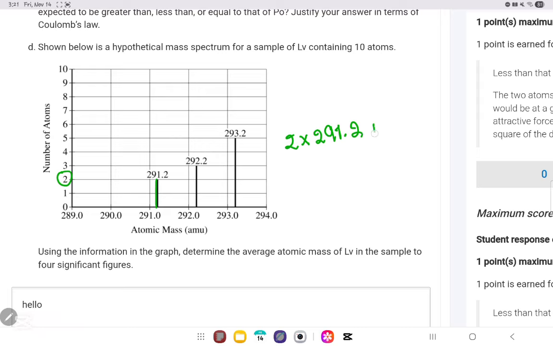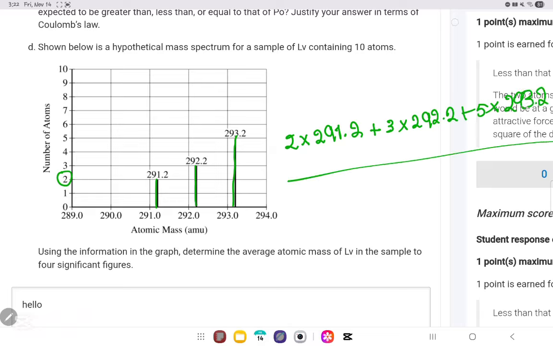I will add it to what? I will add it to the number of atoms, which is how much? Which is 3, multiplied by the atomic mass, which is 292.2, and I will add it to 5, okay? Multiplied by the atomic mass, 293.2.